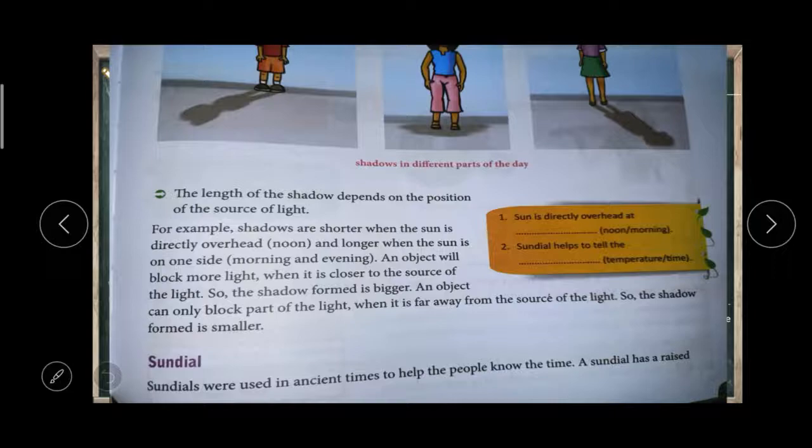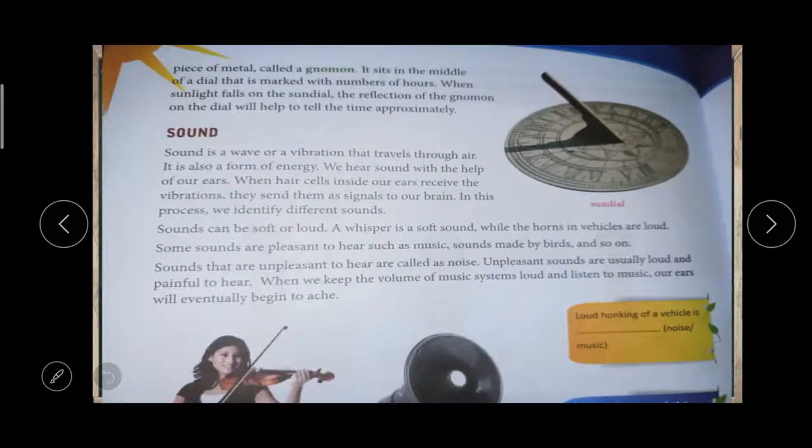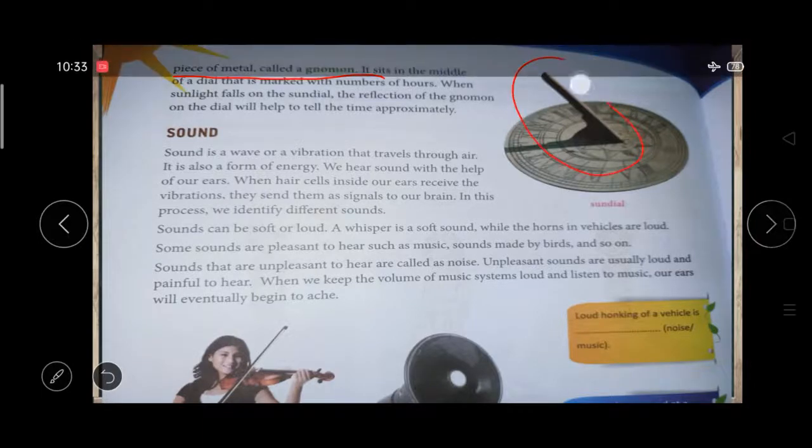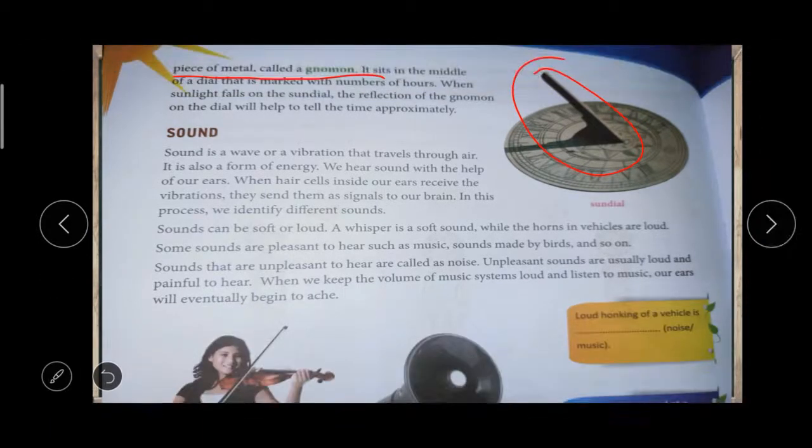Okay, then the next one is the sundial. Sundials were used in ancient times by people for knowing the time. A sundial has a raised piece of metal called a gnomon. It sits in the middle of the dial, which is marked with the numbers of hours. So here will be the numbers of hours, and what sits in the middle of this is called the gnomon.